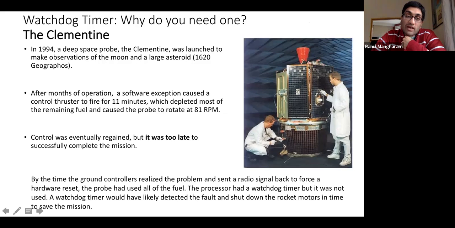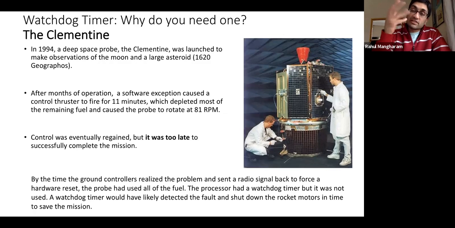But what happened once was that there was a software exception, and that caused the thruster to fire for a full 11 minutes. And 11 minutes for the thrusters to be on is a long time, right? It exhausted all the fuel, and it also caused the space probe to just keep spinning at 81 RPM. And that was the end of the mission.